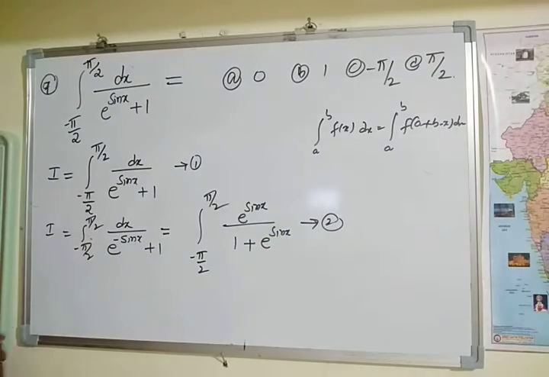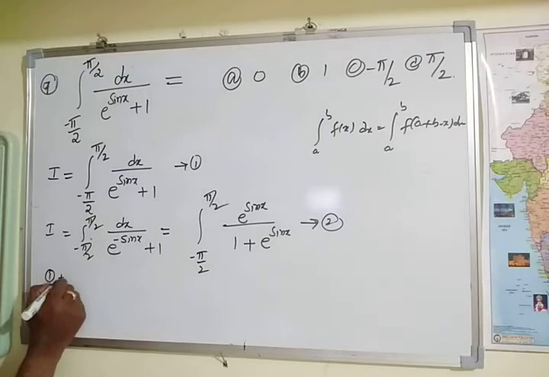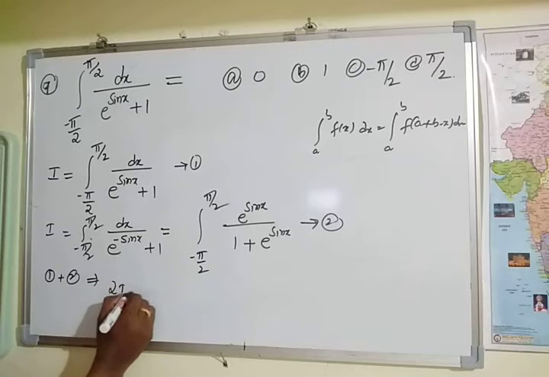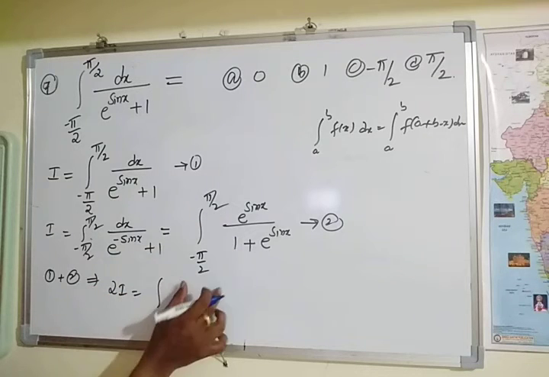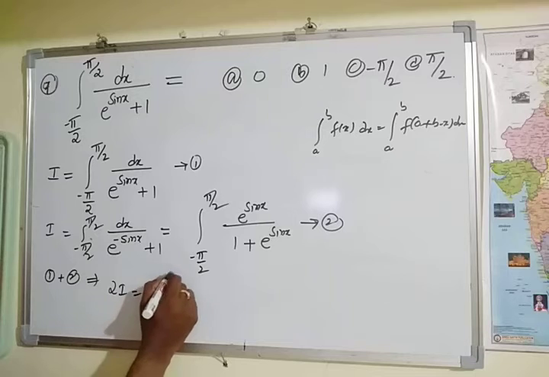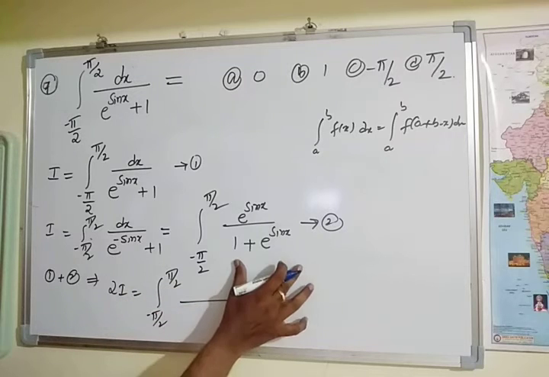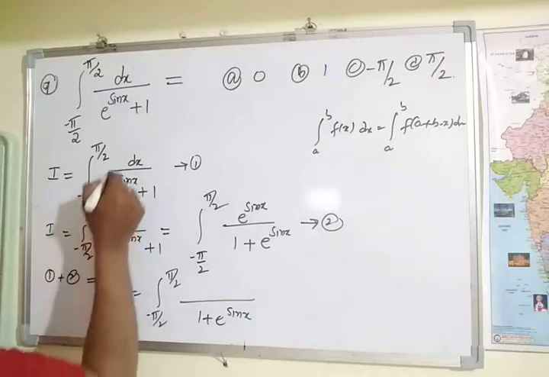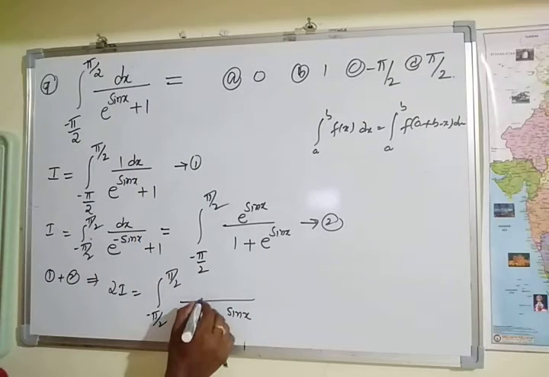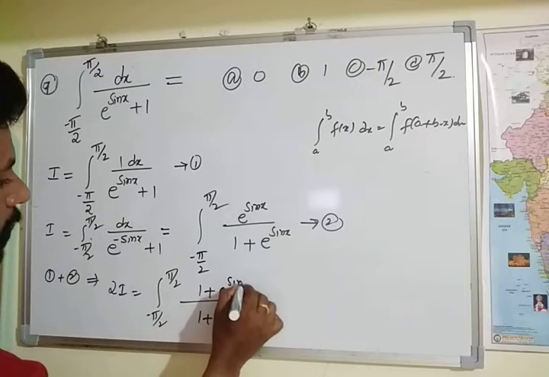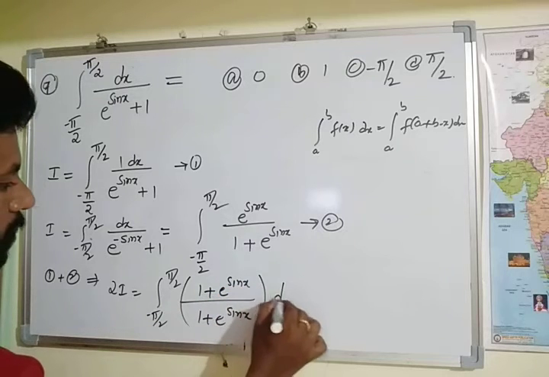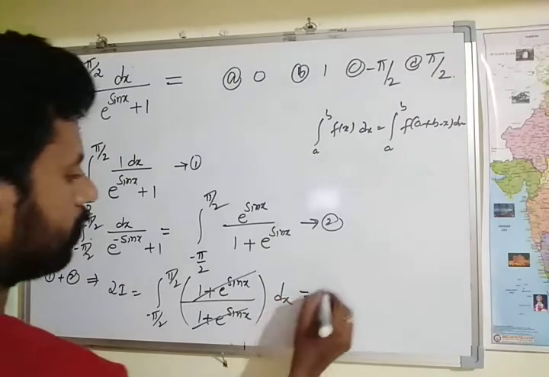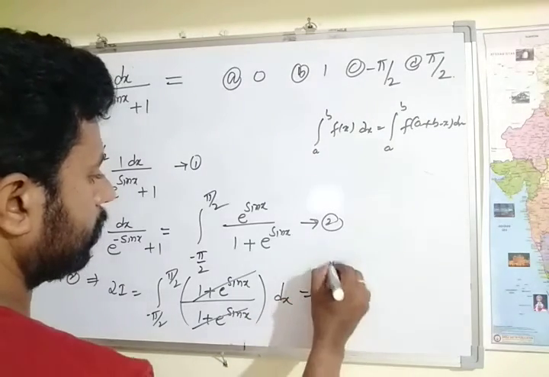Now adding 1 and 2, or equation number 1 plus 2 implies I plus I is 2I. 2I is equal to, here we have the same limits, minus pi by 2 to pi by 2. See, denominator is also the same, LCM, 1 plus e to the power sin x. Numerator, here we have 1 plus e to the power sin x into dx. See, numerator and denominator same term gets cancelled. We get integral of minus pi by 2 to pi by 2, 1 into dx.